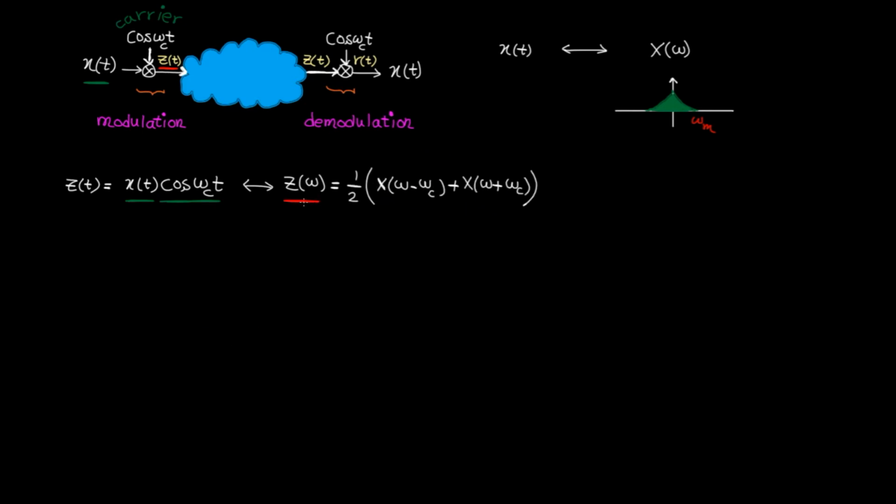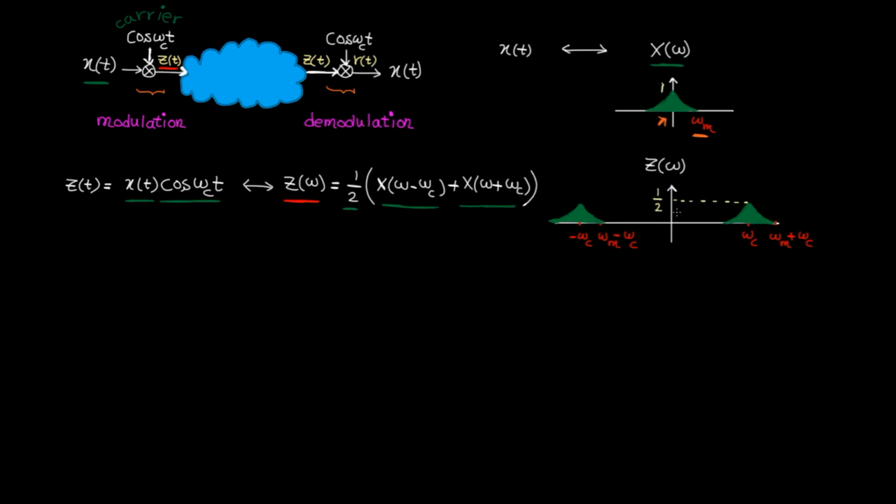Now let's plot Z of omega. To plot this term, we just need to shift X(omega) by omega c to the right. So 0 goes to omega c and omega m goes to omega m plus omega c. To plot this term, we need to shift X(omega) by omega c to the left. So 0 goes to minus omega c and omega m goes to omega m minus omega c. Here we go. Don't forget this 1/2. So if the maximum value in X(omega) is 1, for example, the maximum value for Z(omega) is 1/2.